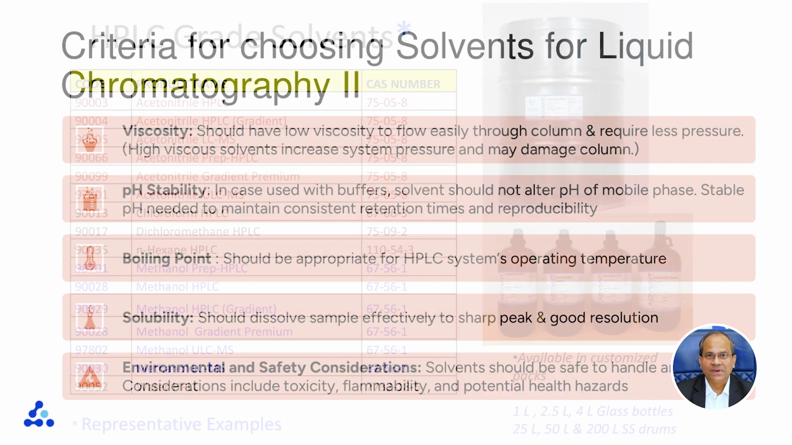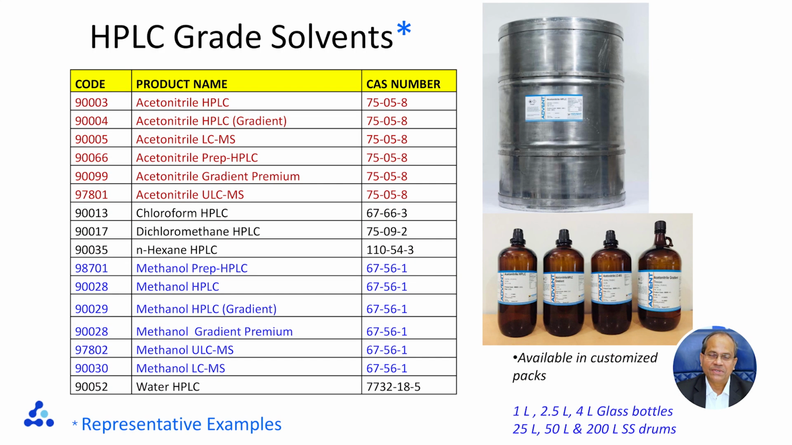Advent has a basket of different grades and a wide range of liquid chromatography solvents customized for specific applications, be it prep HPLC, gradient HPLC, UHPLC, LCMS or ULCMS, etc. Besides a number of HPLC solvents in our range, which are all available on our website, two of our most common solvents are acetonitrile and methanol, which are available in all possible liquid chromatography grades. Pack sizes start from 1 liter, 2.5 liter, 4 liter glass bottles to SS drums of 25 liter, 50 liter and 200 liters.